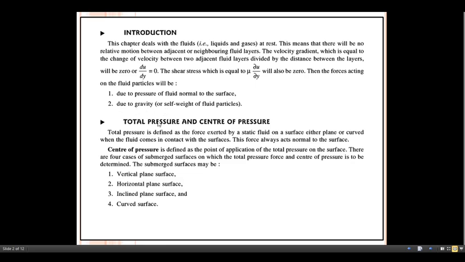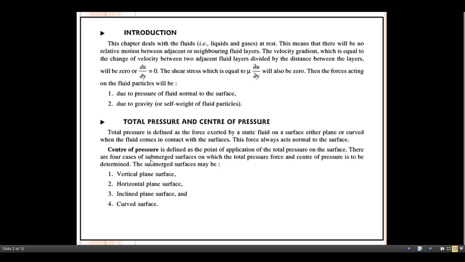Okay, so total pressure and center of pressure. Total pressure is defined as the force exerted by the static fluid on a surface, either plane or curved, when fluid comes in contact with the surfaces. This force always acts normal to the surface. Center of pressure is defined as the point of application of the total pressure on the surface.